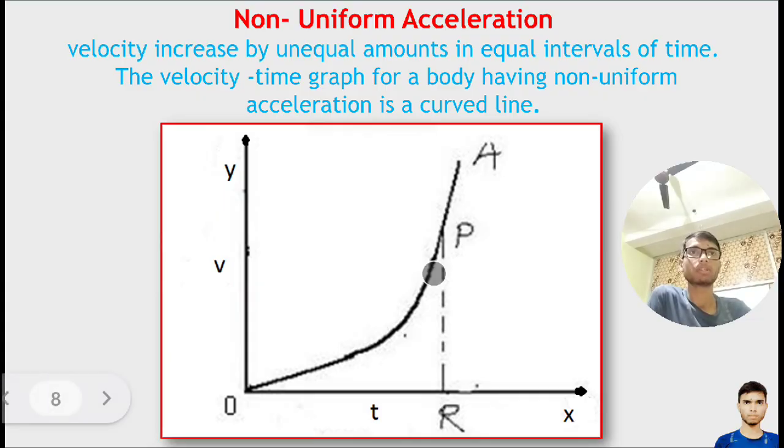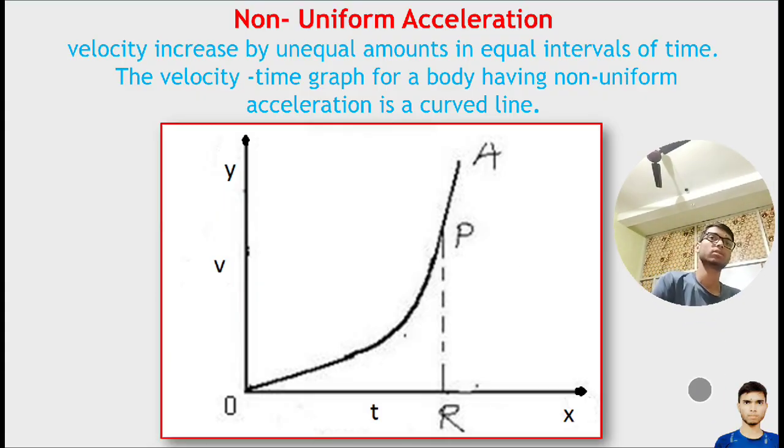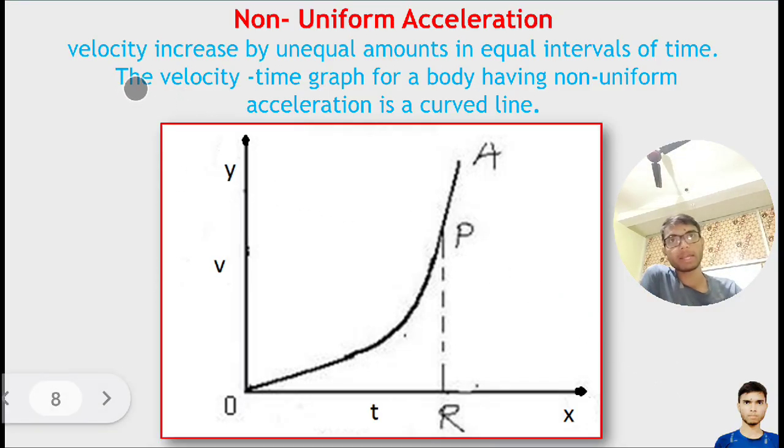Now next we have non-uniform acceleration. Velocity increases by unequal amounts in equal intervals of time. The velocity-time graph of a body having non-uniform acceleration is a curved line. Non-uniform means a curved line. Uniform means a straight line.